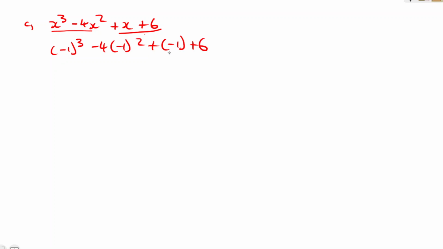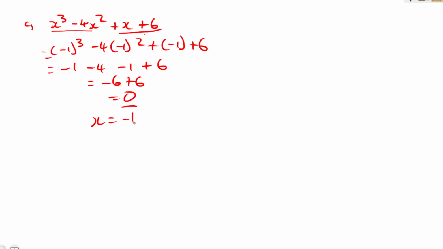So I put now negative 1. Negative 1 to the power of 3 is negative 1. Negative 4 times negative 1 squared is negative 4. Then this is negative 1, that is positive 6. So this is 1 minus 4 minus 6, that's negative 6 plus 6. Then what is negative 6 plus 6? That's a 0. So when you substitute x equals negative 1, we get a 0. So that means x plus 1 is a factor.